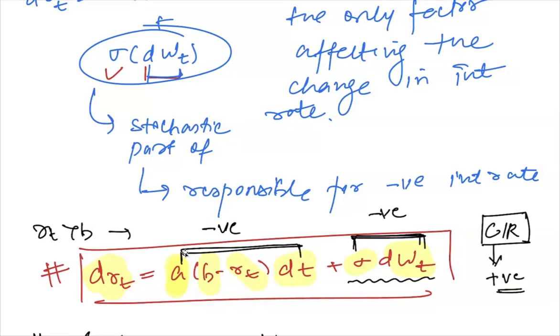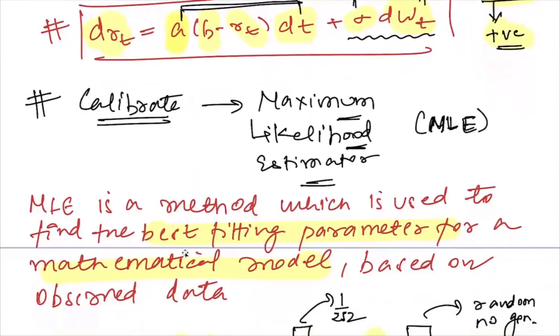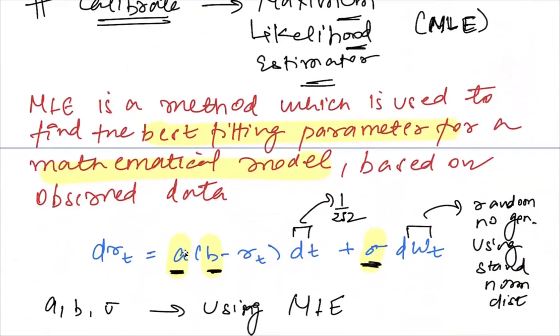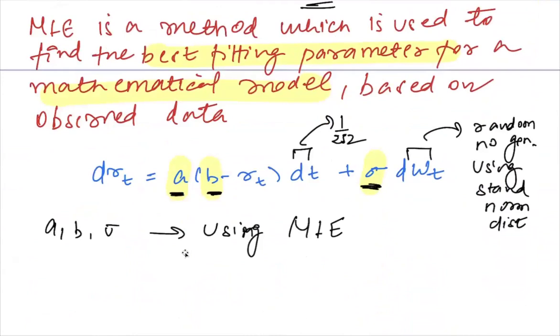I know you might be thinking we should have a model which generates positive interest rates. I know that, and that is actually covered in the CIR part. So just wait for a few minutes and a few sessions, and I'll show you how CIR generates positive interest rates. But let's look at the calibration piece first, of the Vasicek interest rate model.